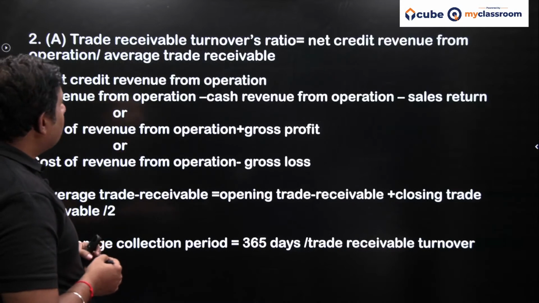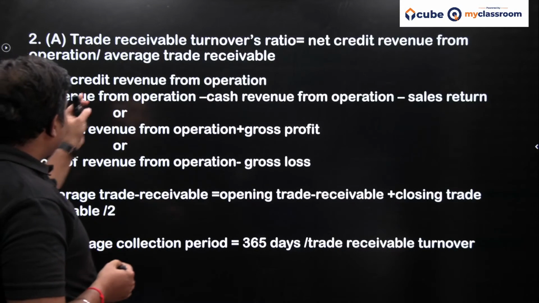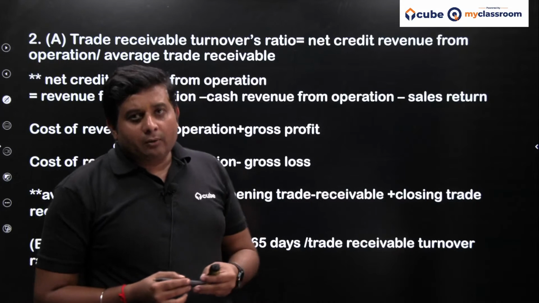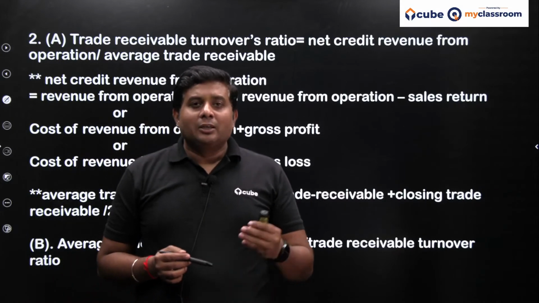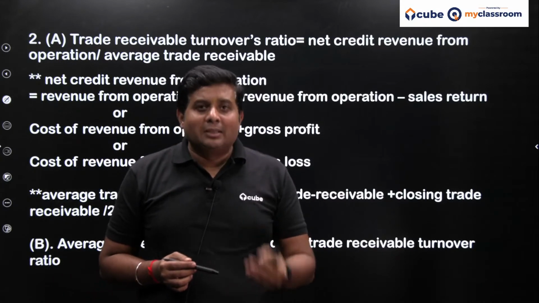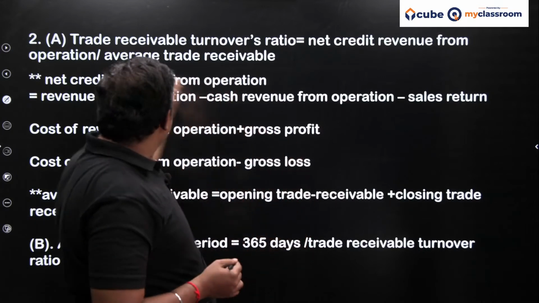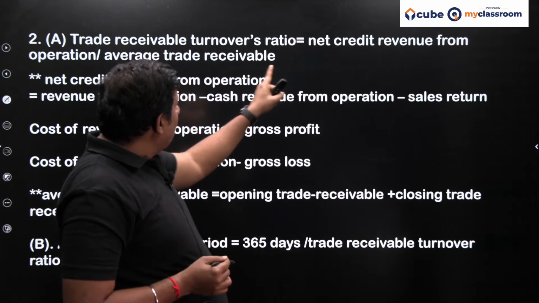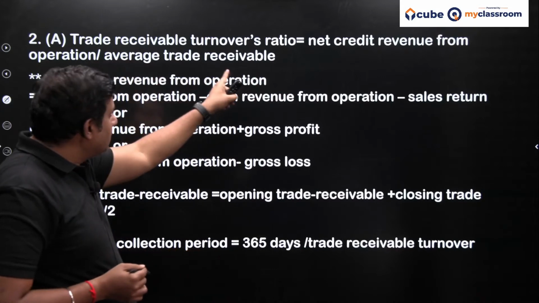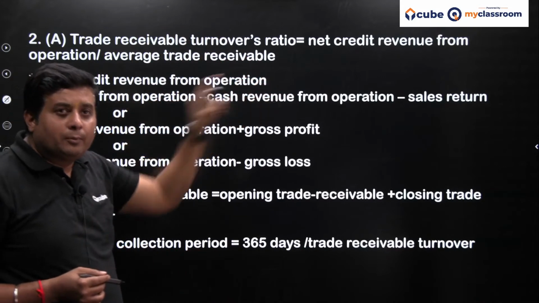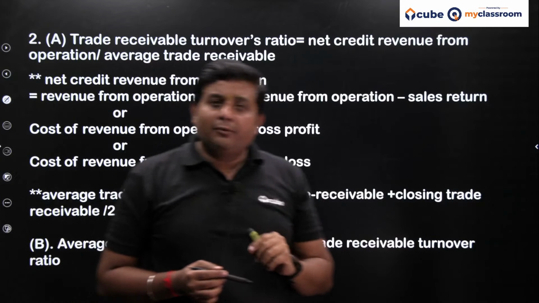अब नाउ ट्रेड रिसीवेबल टर्नओवर रेशियो. ट्रेड रिसीवेबल का मतलब आपको ऑलरेडी पता होगा. व्हेनेवर आई एम टॉकिंग अबाउट द ट्रेड रिसीवेबल, सो बेसिकली आई एम टॉकिंग अबाउट द डेटर्स एंड बिल्स रिसीवेबल, राइट. सो इसमें ट्रेड रिसीवेबल टर्नओवर रेशियो का मतलब ये है कि व्हाट इज द रिलेशन ऑफ ट्रेड रिसीवेबल विथ द नेट क्रेडिट रेवेन्यू फ्रॉम ऑपरेशन. वाई नेट क्रेडिट रेवेन्यू फ्रॉम ऑपरेशन?